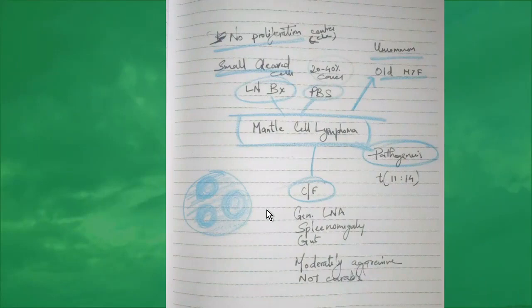Coming to mantle cell lymphoma. Again, it's a small cell lymphoma, pretty uncommon. Affects old people, males more than females. In pathogenesis, translocation of 11 to 14 is the most important one. Clinically, again, presents as lymphadenopathy, splenomegaly, and it can even affect the gut. It's moderately aggressive. Mantle cell, again, does not have any treatment, not curable. Survival is around 6 years.